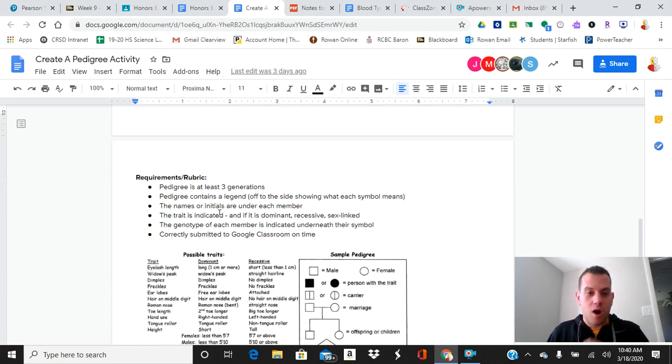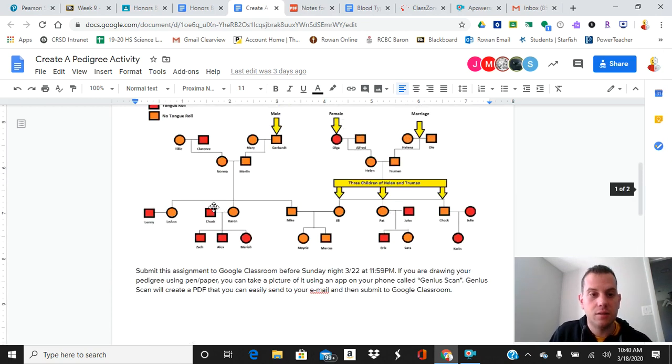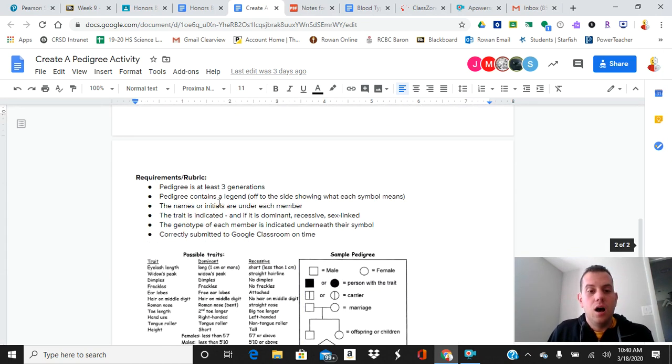Okay, so here are the requirements. Your pedigree should have at least 3 generations. It contains a legend, something like this off to the side. Names or initials under each member. And based on what you find, whether the trait is dominant, recessive, or sex-linked.